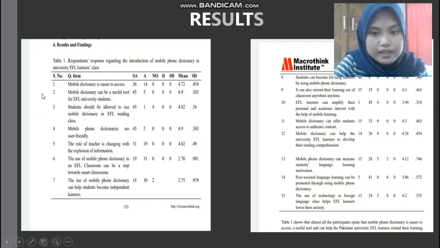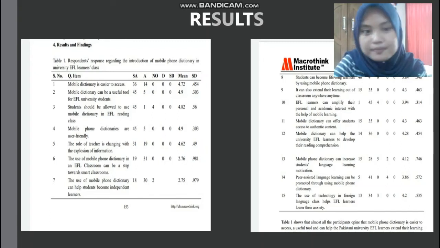Okay, so here is the table. I gave you time to read it. Until the last one, which is about the use of technology in a foreign language class helping EFL learners lower their anxiety. Here we can see that participants who said strongly agree are 13, and those who said agree are 34. Neutral is 3 people, and there is no participant who said disagree or even strongly disagree.